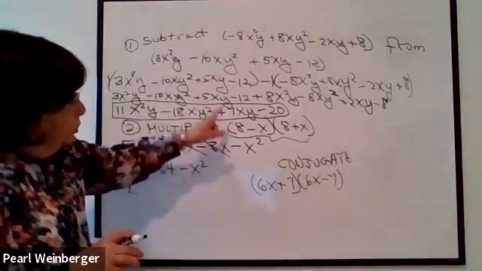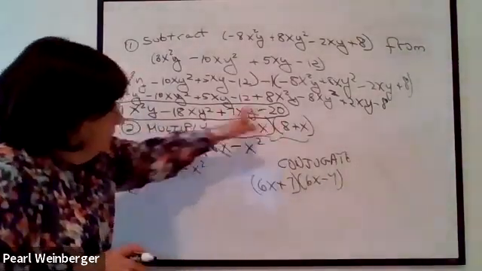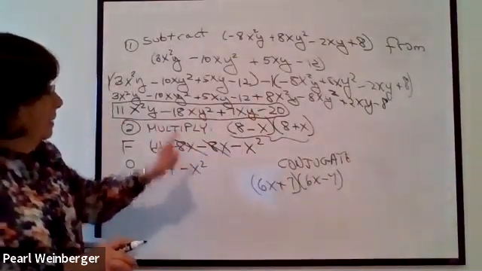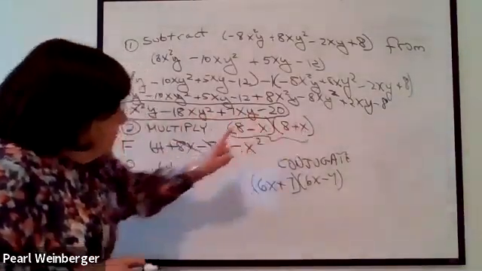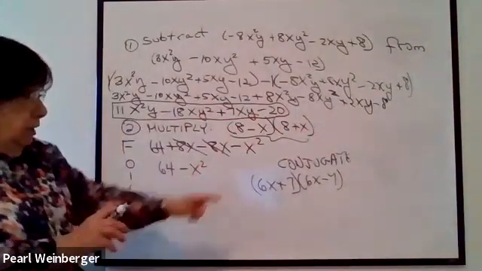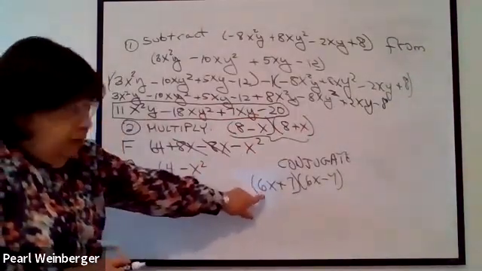And it turns out to be just the first, the 8 times the 8, and the last, the negative x times the positive x, which is the negative x squared. That would happen over here as well.